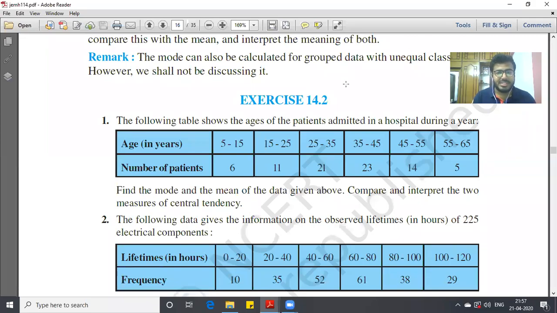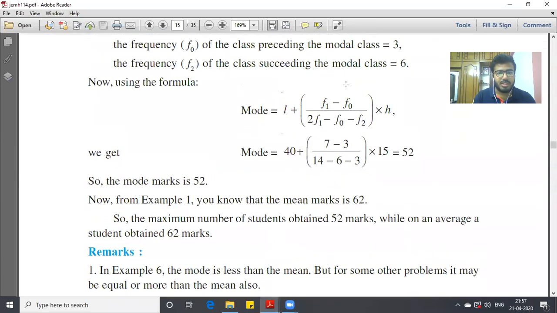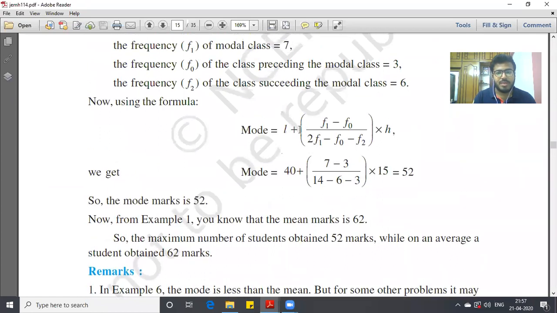So we are starting with the next section. Yesterday we discussed about mode. So I'm just revising the mode formula. Mode is equal to L plus (f1 minus f0) upon (2 into f1 minus f0 minus f2) into h.